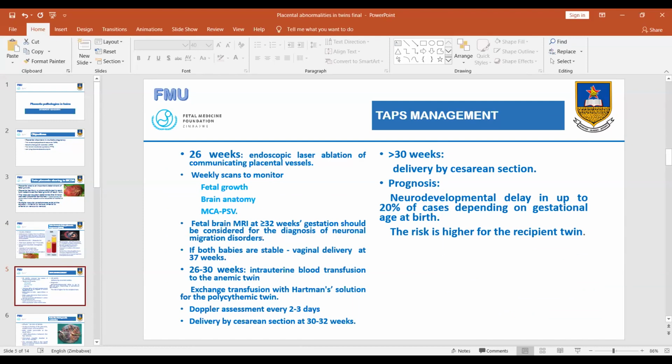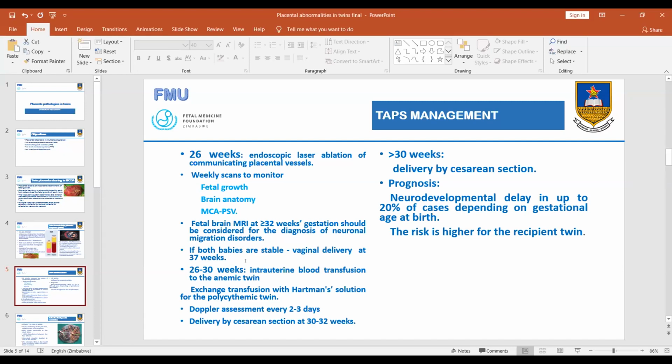If an MRI scan is available, it's good to do a brain scan after 32 weeks so as to diagnose any neuronal migration disorders. And if both babies are stable, vaginal delivery is possible after excluding all other obstetric issues at 37 weeks.